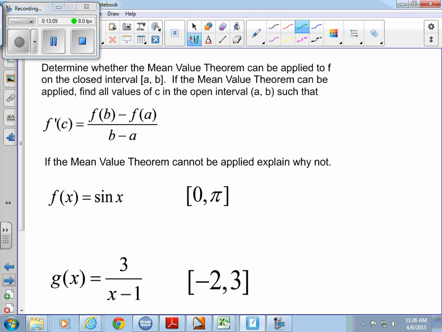Okay, very similar question. Determine whether the mean value theorem can be applied on the closed interval a to b. If the mean value theorem can be applied, find the c guaranteed by the mean value theorem. Can it be applied? What's the c that the mean value theorem guarantees if it can be applied?